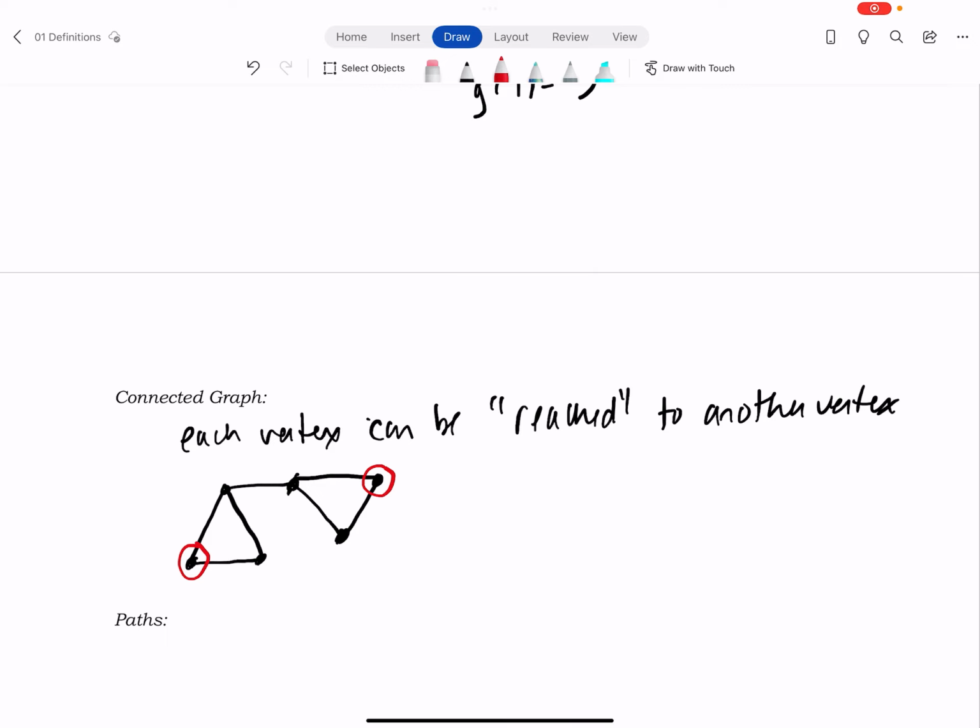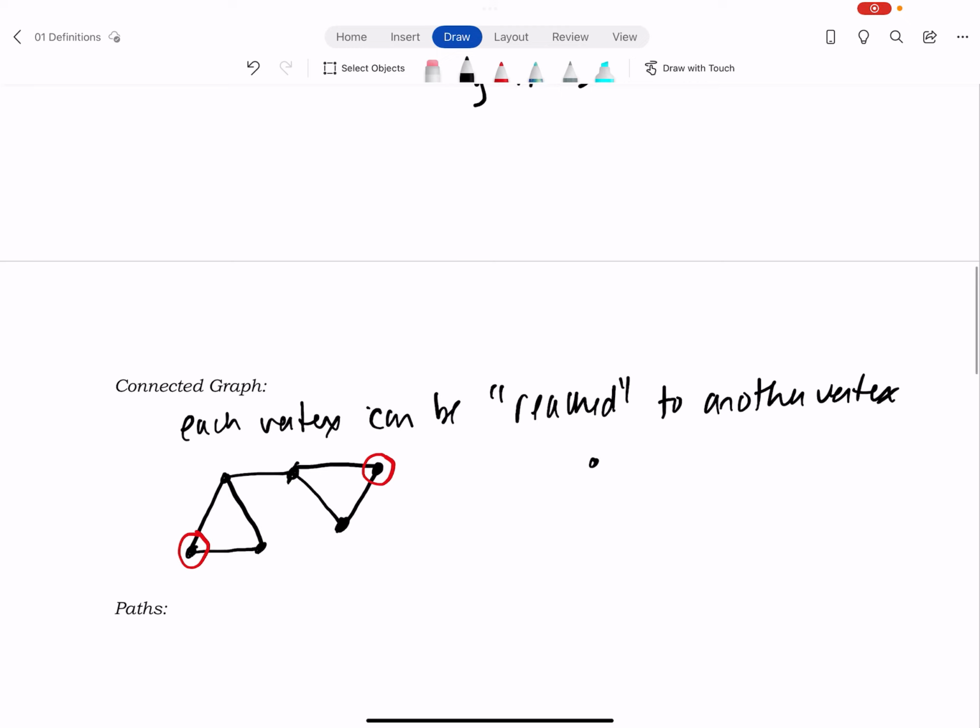Whereas this graph is not connected because this vertex is not touching that vertex. I can't walk along a trail of edges to get from those two vertices to one another. That's because, remember, when two edges cross, it doesn't mean that there's a vertex there. So you can't change direction on that crossing. We have to have a vertex there, a dot there.